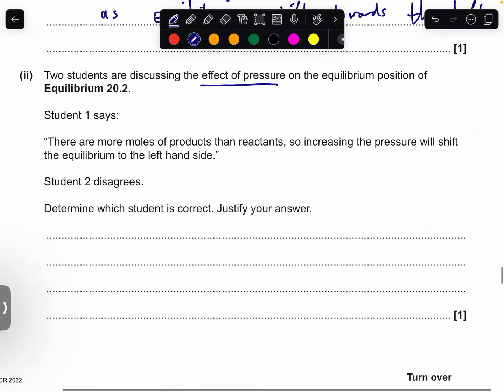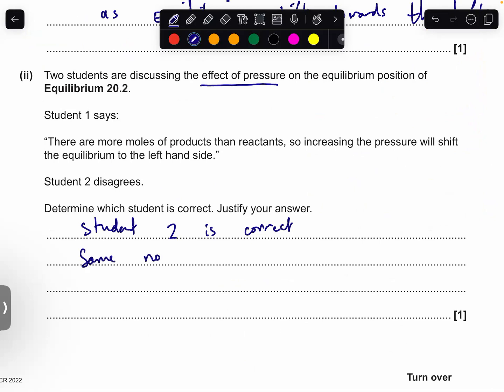So student 2 is correct. And why is student 2 correct? Because there are the same number of moles of gases on both sides. Interesting question.